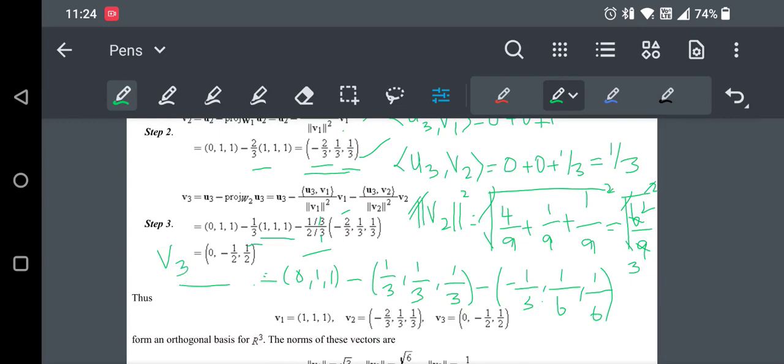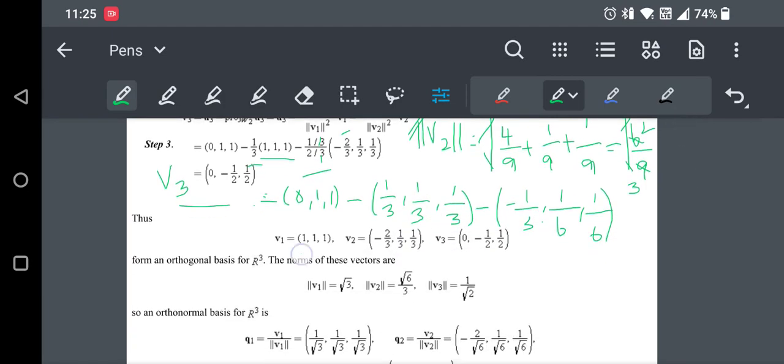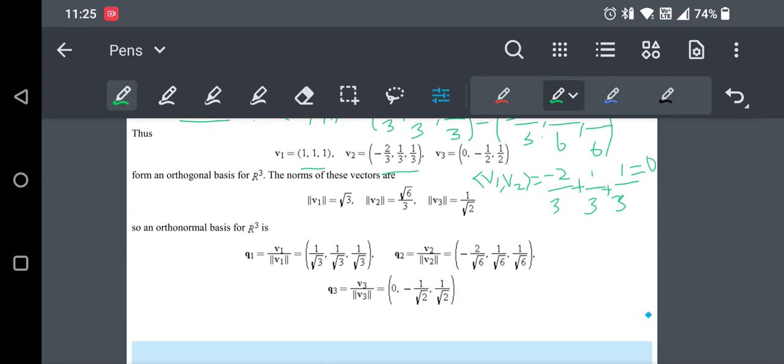So now when you observe, this V1, V2 and V3 will form an orthogonal basis. Okay, so let us check it. When you take the dot product between this V1 and V2, what you will be getting is 1 into minus 2 by 3 is minus 2 divided by 3. 1 into 1 by 3 is 1 divided by 3. Similarly, here also you will be getting 1 divided by 3. So when you add all these things, you will be getting 0. So the inner product between V1 and V2 is 0.